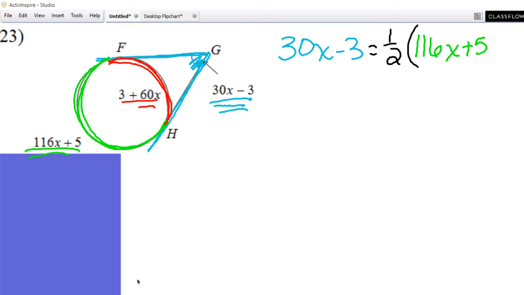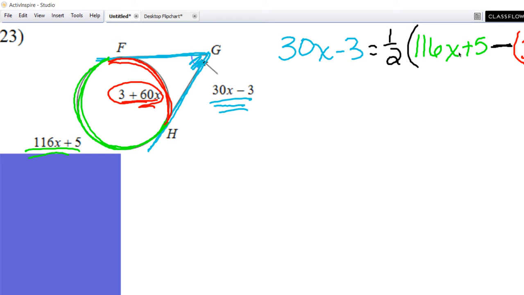Now here's the trick. Minus. This is minus. If I have more than one term, I have to put it in parentheses. So I'm going to put parentheses 3 plus 60x. Close parentheses, and don't forget your other parentheses. So this one is a very, very big problem.